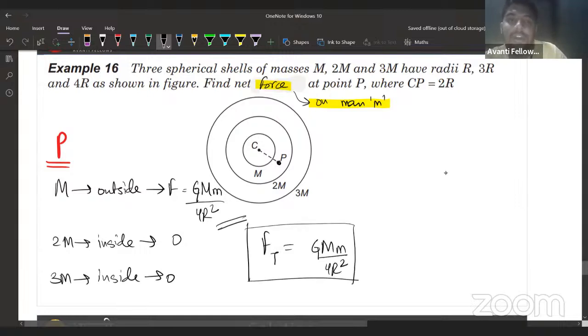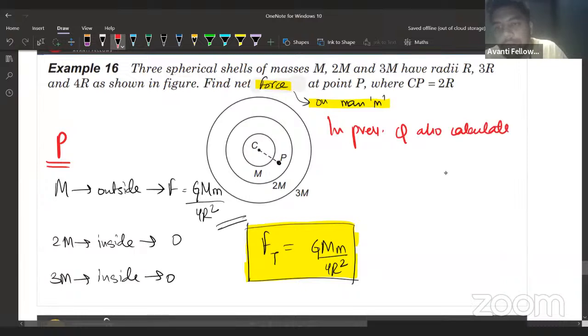What if I say calculate gravitational field due to this? Can you do that? Calculate the gravitational field at point P. I'm including this in the previous question also. Come on, guys, do this.